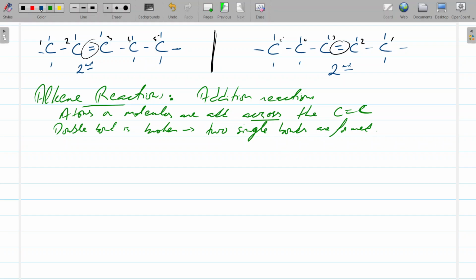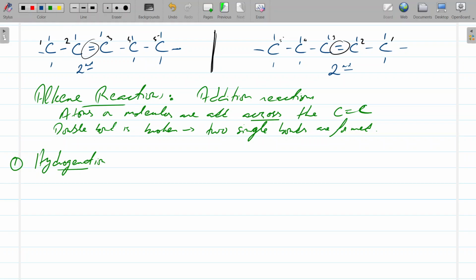So how does this work? The first type of addition reaction is called hydrogenation. Now, guessing from that name, what do you think is being added to the alkene? Hydrogen.